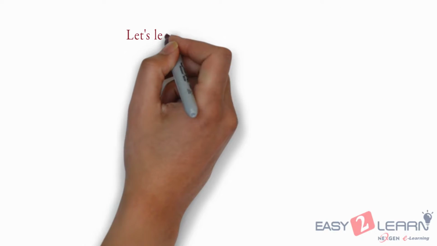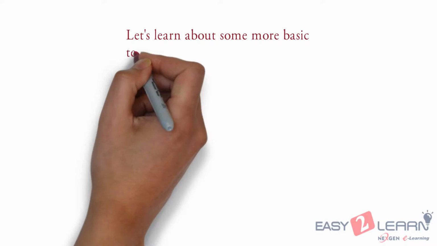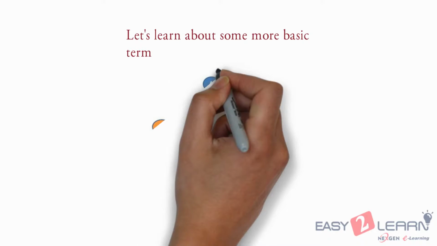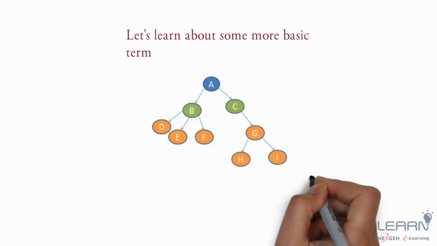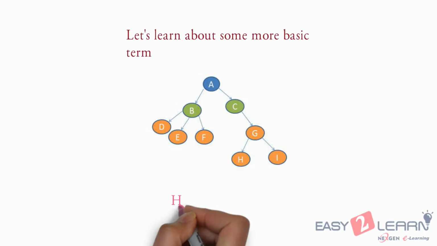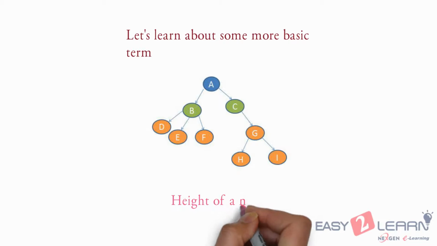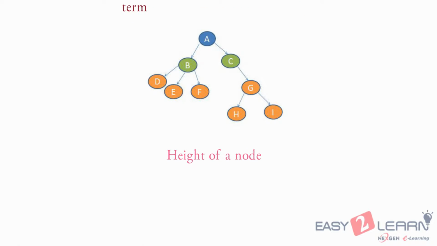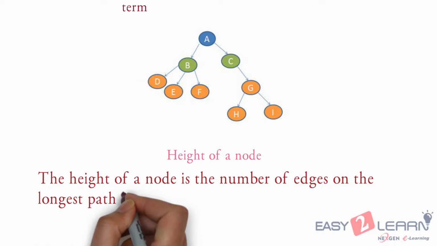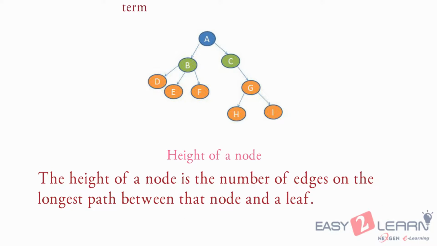Let's learn about some more basic terms. So this is how a tree looks. So what is the height of a node? The height of a node is the number of edges on the longest path between that node and a leaf node.